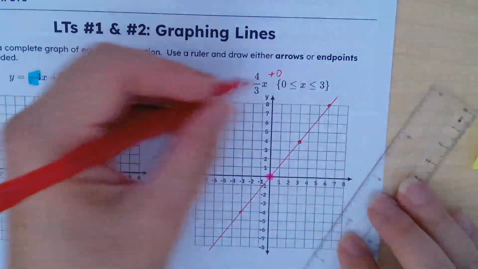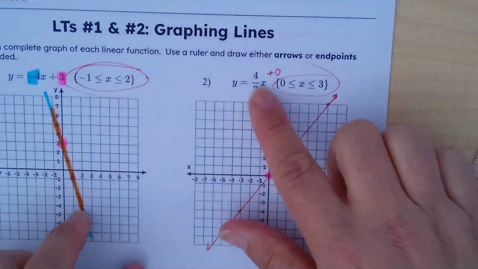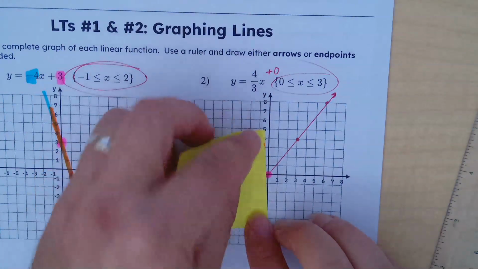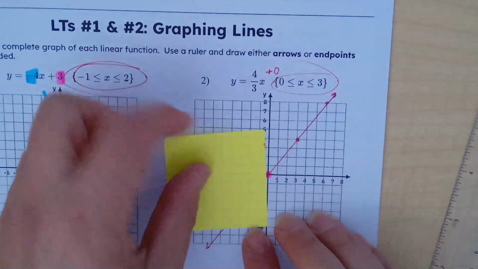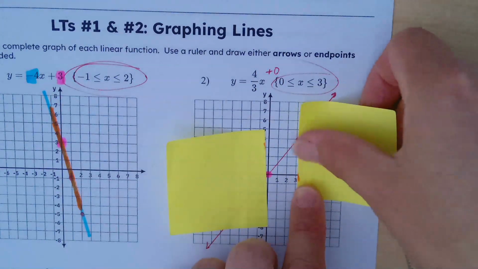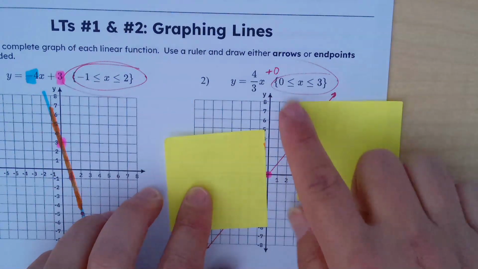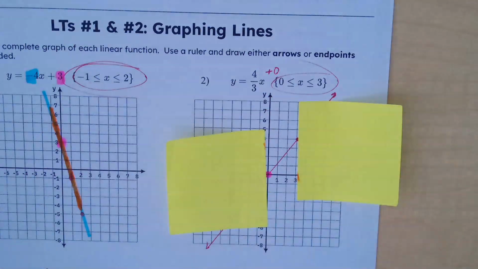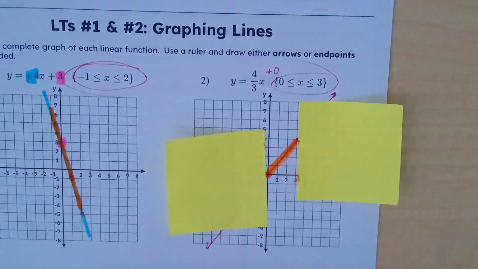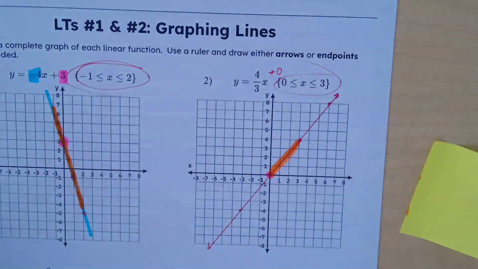Okay, and now I'm going to look at my constraints. My constraints are between 0 and 3. So when x is 0, it doesn't go to the left of this yellow thing. And when x is 3, I'm not going to go to the right of this yellow barrier. So the x constraints are between 0 and 3. Okay, and so now I can color in boldly this portion, and that is the equation of this line with the constraints between 0 and 3.